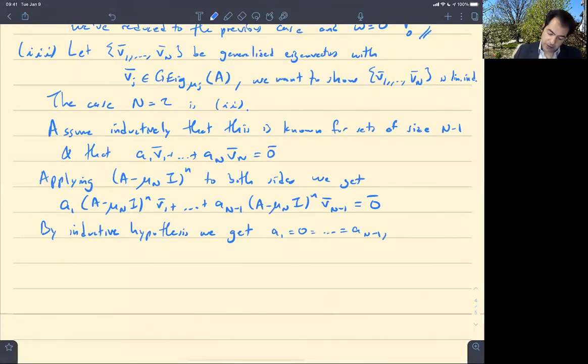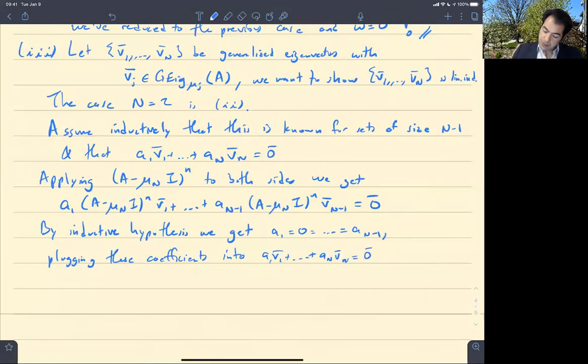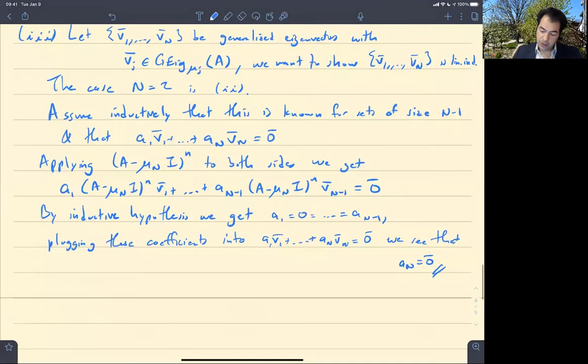Then plugging these coefficients into our identity a1 v1 plus up to an vn equal to 0, we see that an is also equal to 0, right? Like we wanted to show. Okay, so next, property 4.